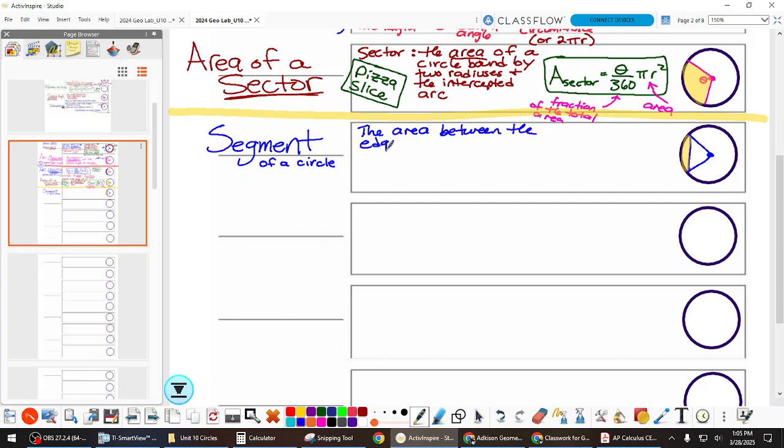So this is the area between the edge of the circle and the chord, which we will define more in depth soon. We have a whole section on chords. But that's what that is, that chord connecting the two radii, or radiuses. So the area between the edge of the circle and the chord connecting the two radiuses of a sector.